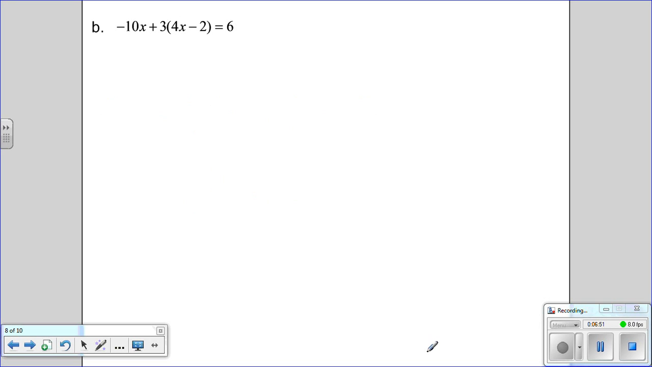Let's try another one. This time we have negative 10x plus 3 times in parentheses 4x minus 2 equals 6. We need to use the distributive property here where you see the parentheses. So that's our first step. I'm going to rewrite negative 10x, and now I'm going to distribute the 3. So 3 times 4x is 12x minus 3 times 2 is 6. And that equals 6.